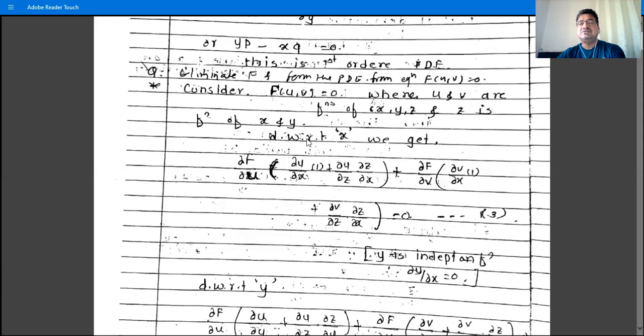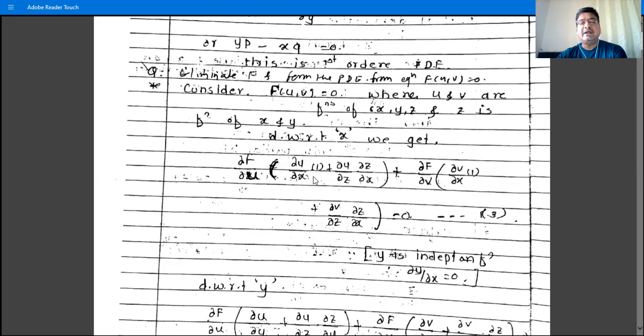So first, differentiate F(u, v) = 0 with respect to x. So we have ∂F/∂u, then the derivative of the function F with respect to x. So ∂F/∂u into ∂u/∂x, ∂u/∂z into ∂z/∂x, by using the chain rule. First, what is the derivative? F is a function of u and v. So its derivative is ∂F/∂u ∂u/∂x plus ∂F/∂v ∂v/∂x. And what is ∂F/∂u?